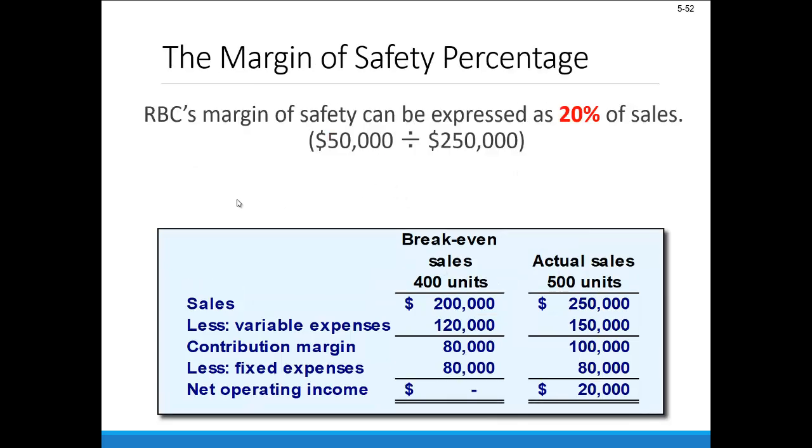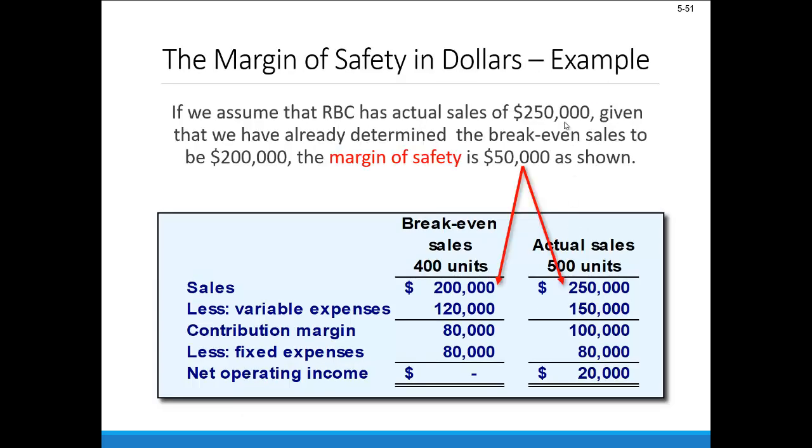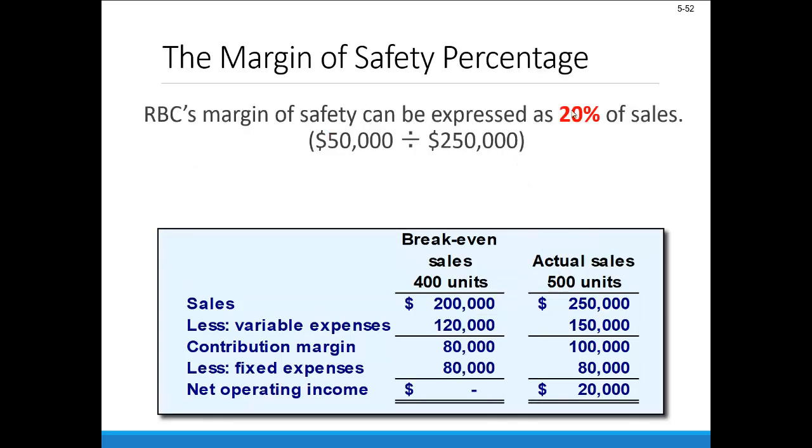We can also express margin of safety as a percentage, and when we do so, that's percentage of sales. So in RBC's case, we'd take that margin of safety in dollars, the $50,000 we just calculated, and divide it by the current sales of $250,000. 50 divided by 250 is a 20% margin of safety percentage. So we're expressing the same thing, just in different units of measure. We're saying their sales can fall by $50,000, which is 20%, before they start to operate in the unprofitable range.